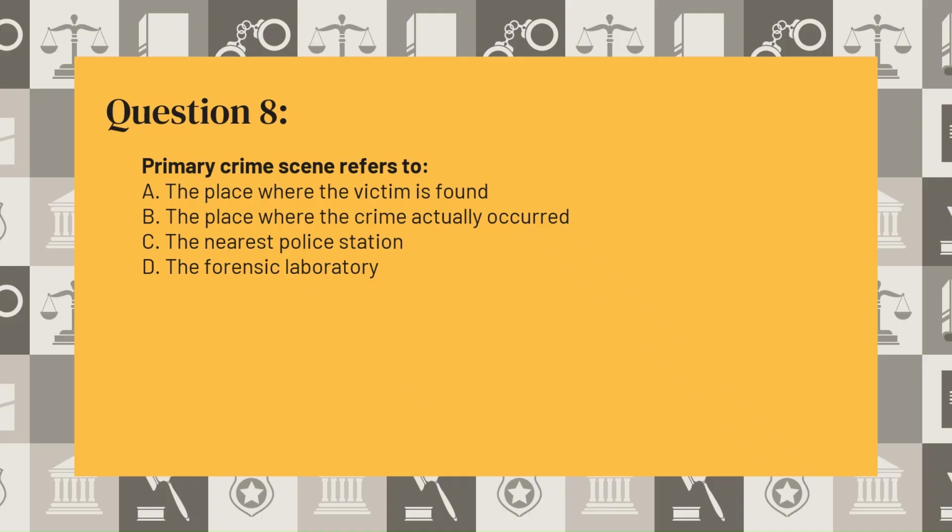Moving on to the next question, primary crime scene refers to? The correct answer is option B. The primary crime scene is the location where the criminal act has actually occurred. Any additional location which is connected with the offense, for example, where the body or the weapon is later found, is considered the secondary crime scene.